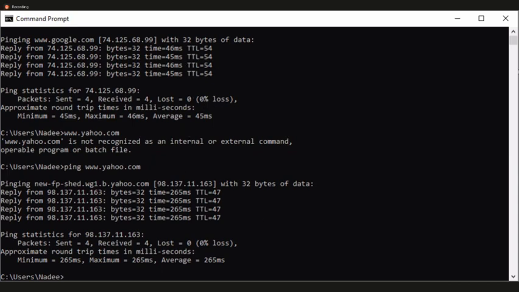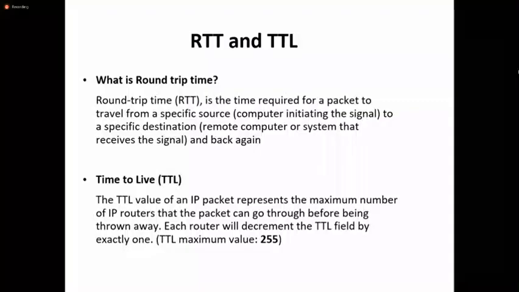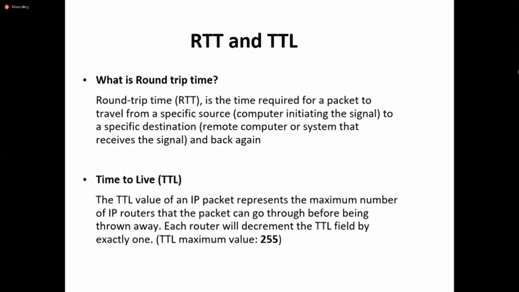So these are the two: round trip time and time to live. So what is time to live? The maximum value is 255. That is the age of the packet. Okay, let's take a break and come back in 15 minutes.